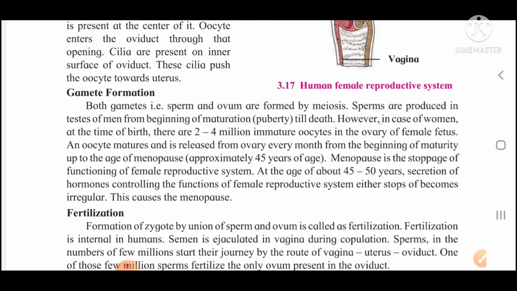immature oocytes in the ovary of the female fetus. An oocyte matures and is released from the ovary every month from the beginning of maturity up to the age of menopause, approximately 45 years of age.